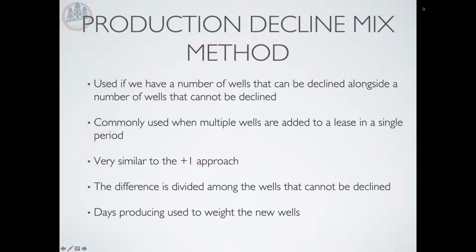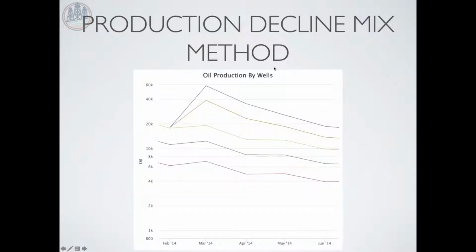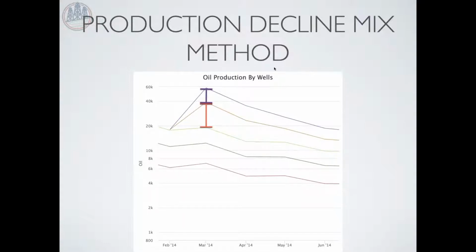So this is an example of one where we had 2 wells come on in March of 14, and you can see pretty easily they've been added to the data points there. You can see that the production numbers are not exactly the same between the 2, and each one was given its share of the offset, the difference between what we forecasted and what the production was. And then we continue on the method after that.